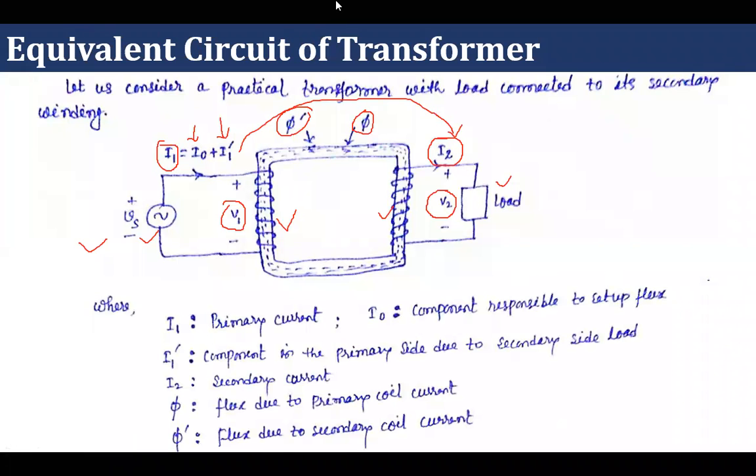Again, I am repeating all these variables. I1 is the primary current, I0 is the current responsible to set up the flux within the core, I1 dash is the current due to the secondary side current, I2 is the secondary side current, phi is the flux due to the primary coil current, and phi dash is the flux due to the secondary coil current.